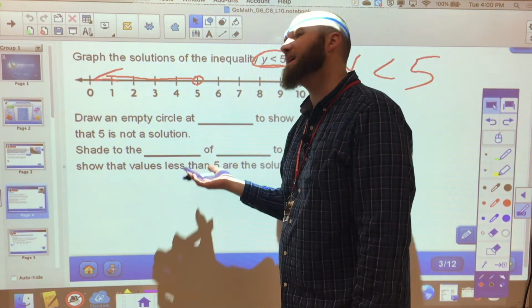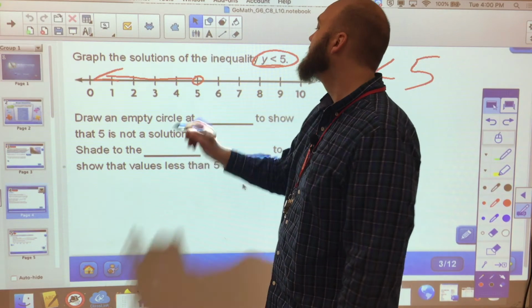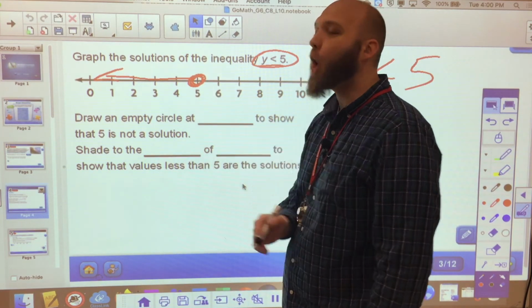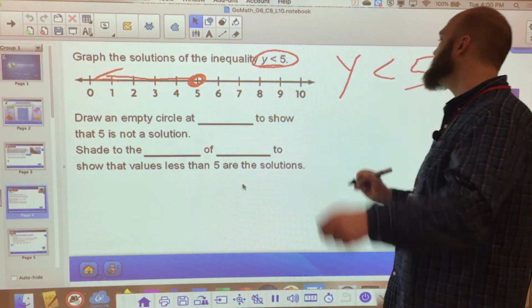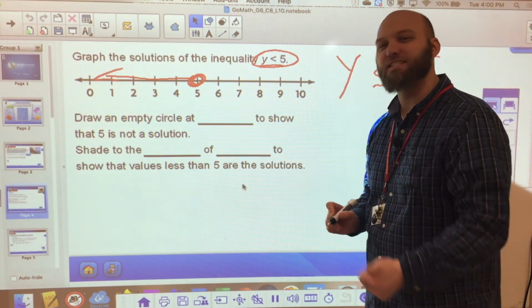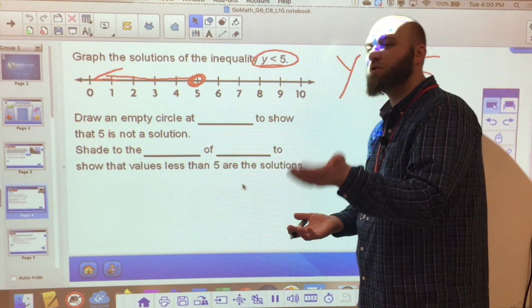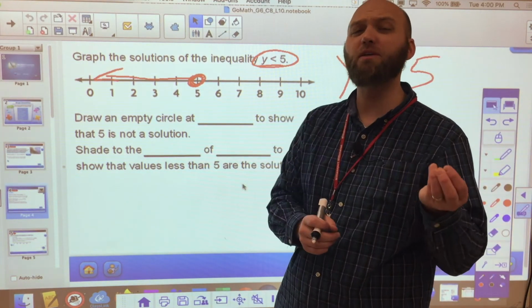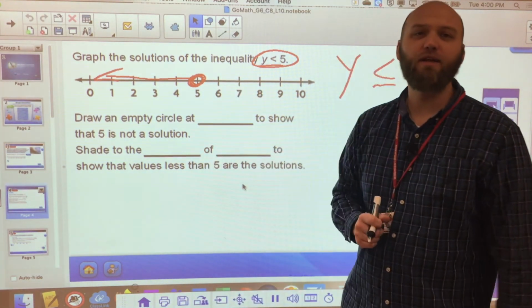It can be 4.99999, but not 5. So my circle stays open. If I were to change this and say y equals, or y is at least, or at most, those are key words that tell you that 5 could be included here. And then I would want to color it in.